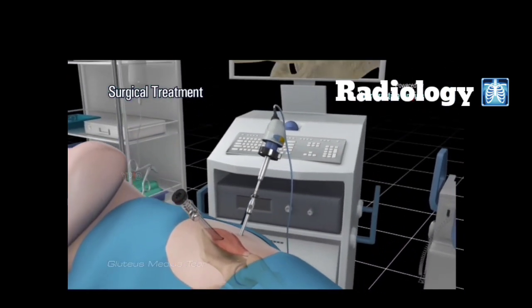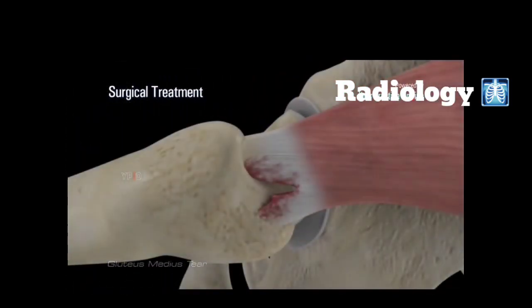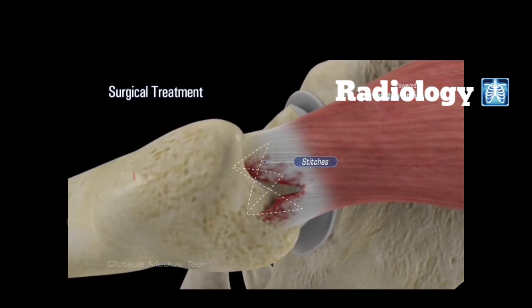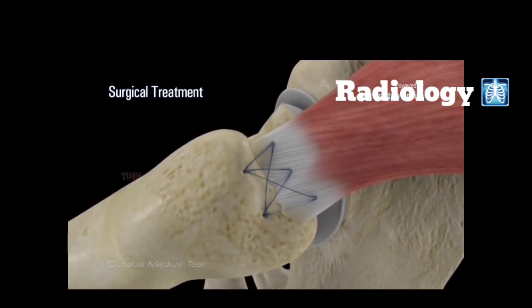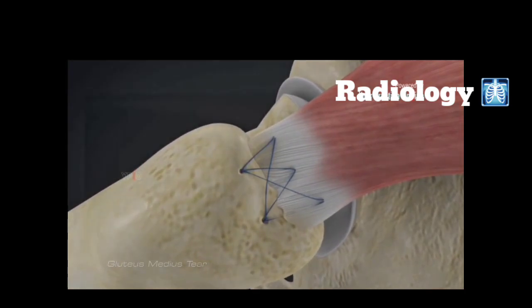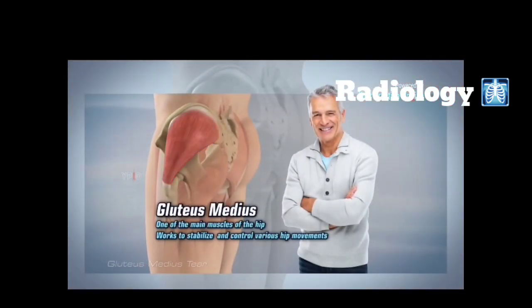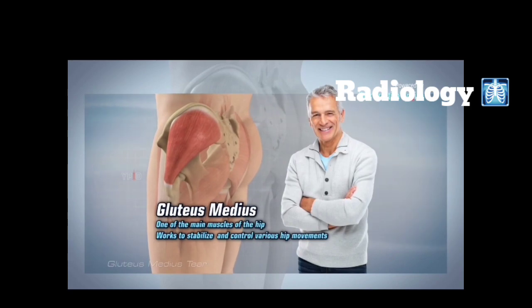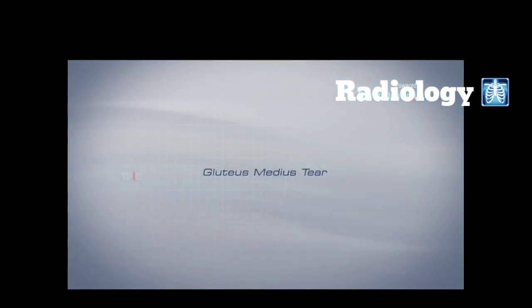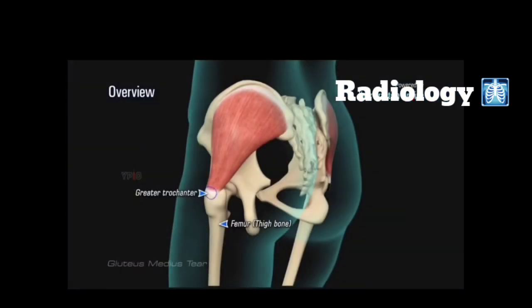Surgical treatment may be recommended to repair a complete, full-thickness gluteus medius tear. The surgery can be performed endoscopically through tiny incisions to reattach the torn tendon back onto the greater trochanter with stitches. This helps to restore strength and function to the gluteus medius muscle. The gluteus medius is one of the main muscles of the hip that works to stabilize and control various hip movements.